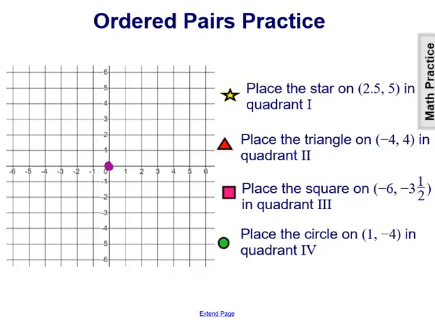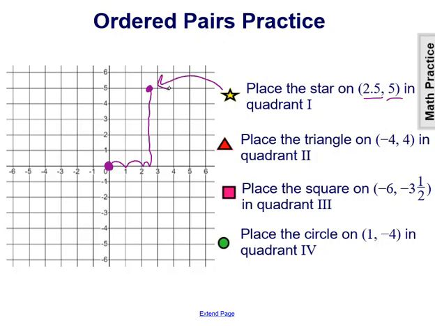If the first number is 2.5, we're going right 2 1/2, so here, roughly on the x-axis, and then we're going up 5 because the second number is a positive 5. So we're going up 1, 2, 3, 4, 5. So right here, we would place the star on our graph.